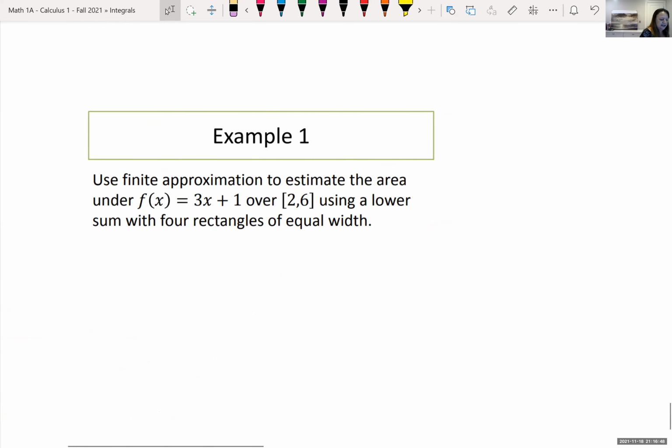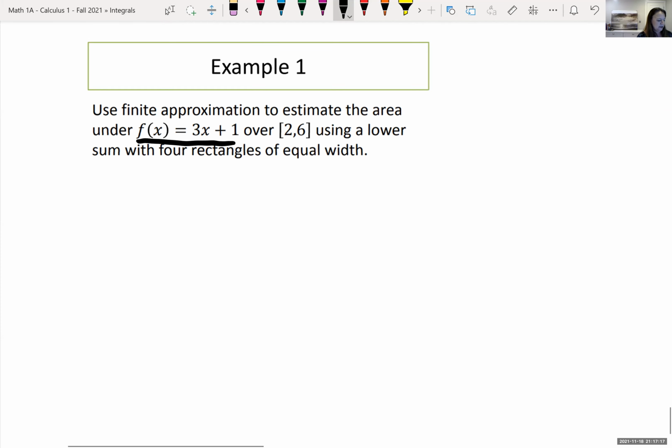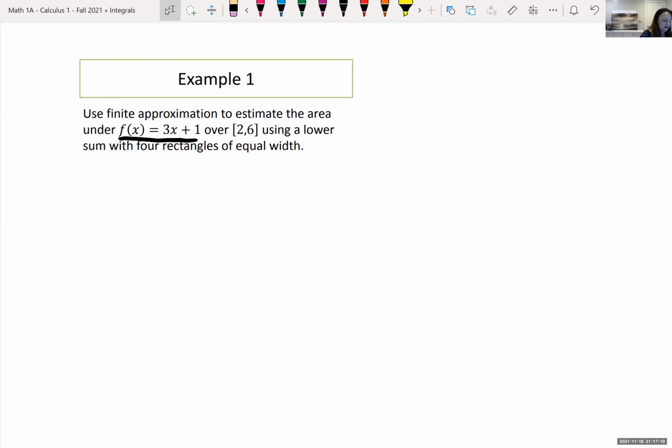Okay, so let's look at an example. We're going to use finite approximation to estimate the area under the curve f of x equals 3x plus 1 on 2 to 6, using the lower sum with 4 rectangles of equal width. Okay, so let's first graph this. And this one isn't bad to graph. We can see that that's just a line.